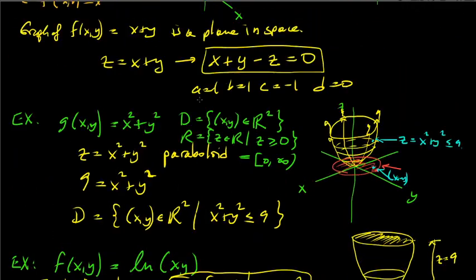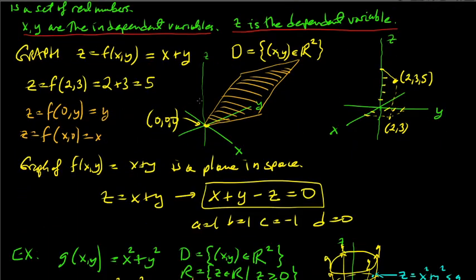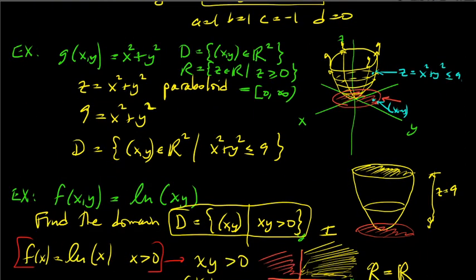Okay, so some pretty good examples that should give you the idea that when you graph a function of two variables, you get a surface in space.